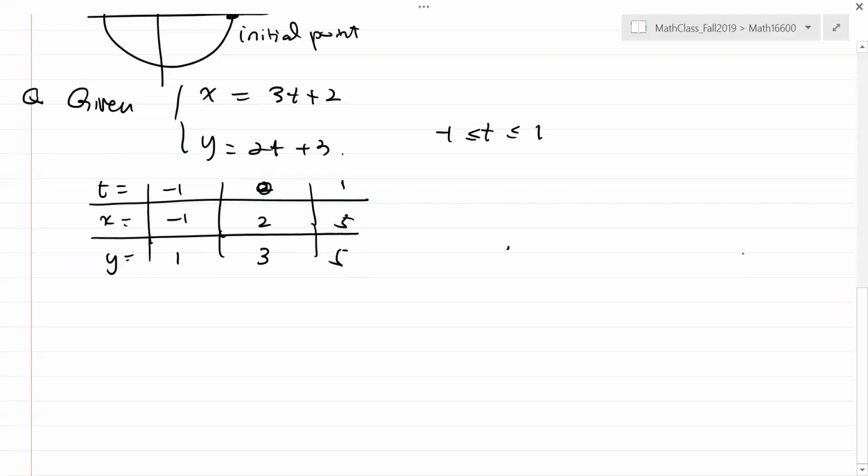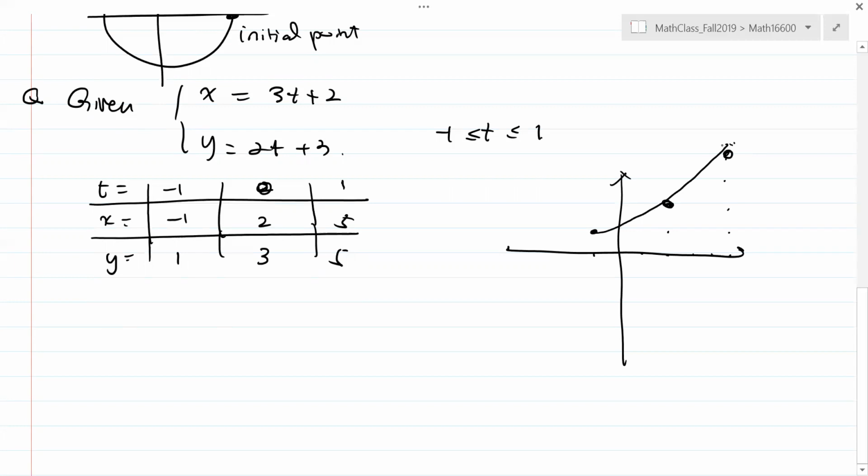Of course, if you have limited time, it's harder to draw the graph with 3 points. When x equals negative 1, y is positive 1. When x equals 2, y equals 3. When x equals 5, y is 5. You see, that's a problem. Actually, it's a straight line, but if we connect them, it looks like a curve.